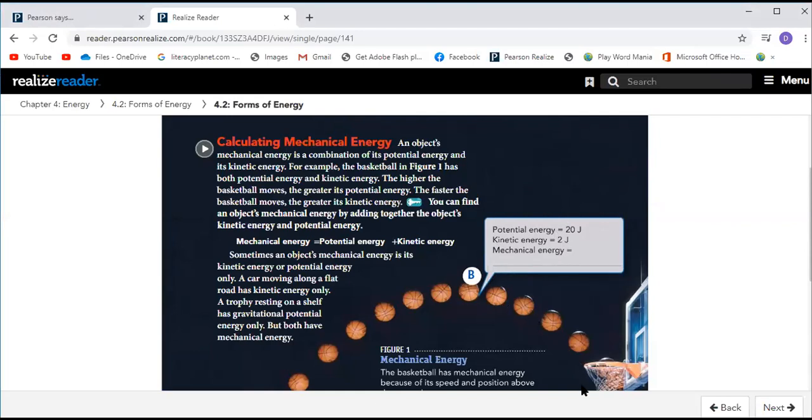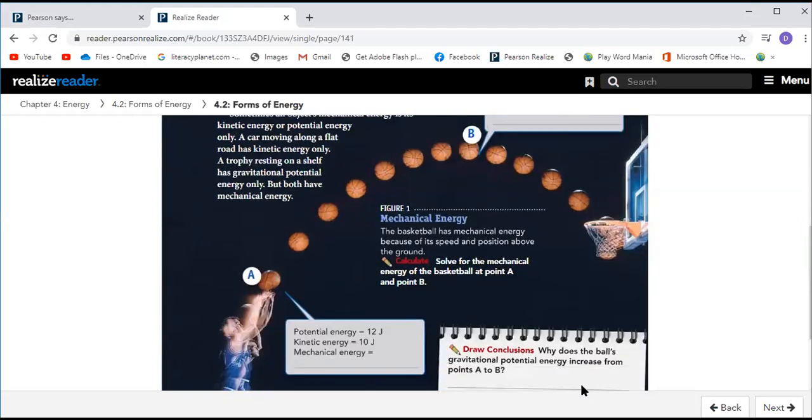Okay, when it's falling down, the kinetic energy will increase more while the potential energy will decrease, but the mechanical energy will still be 22. Okay.